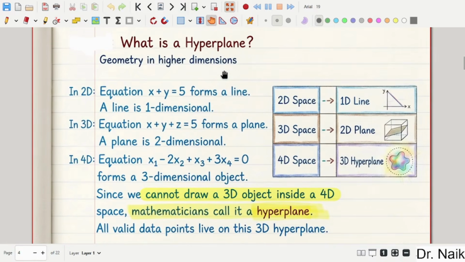So what is a hyperplane? In 2D, the equation x plus y is equal to 5 will form a line. A line is one dimensional. In 3D, the equation x plus y plus z is equal to 5 forms a plane. A plane is two dimensional. In 4D, the equation x1 minus 2x2 plus x3 plus 3x4 is equal to 0 forms a three-dimensional object. Since we cannot draw a 3D object inside a 4D space, mathematicians call it a hyperplane. All valid data points live on this 3D hyperplane.